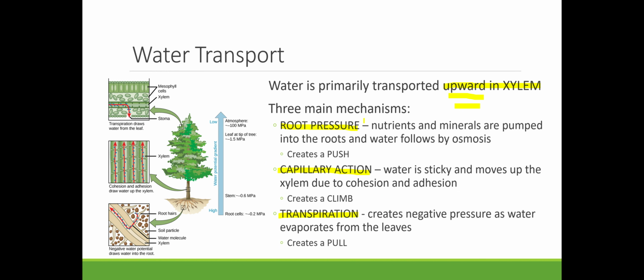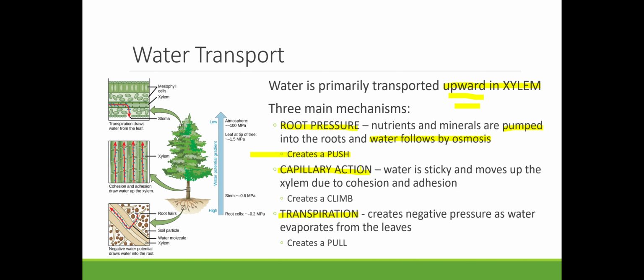Now, with root pressure, remember the roots are what are absorbing water. And what happens down in the roots is that you get the nutrients and minerals that the plant needs. They are pumped in by active transport. And we know that solutes suck. So once those solutes get pumped into the roots, what will happen is water will passively flow in after them by osmosis. And so the water flowing into the roots creates a push. Okay, as the water moves in, it pushes water up.